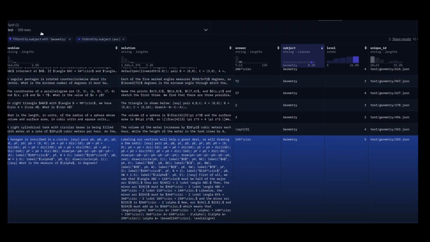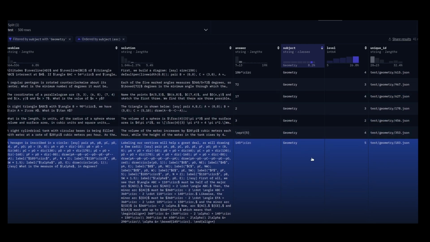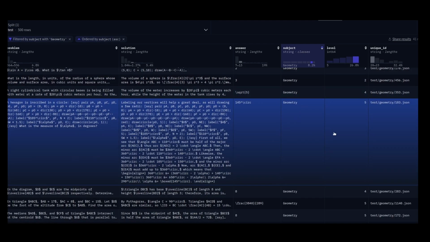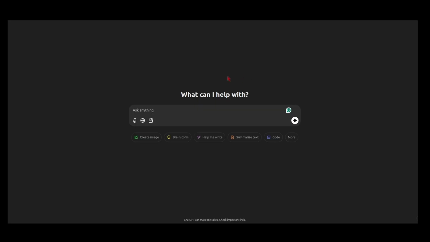And under that, I filtered the test split, and under that, I randomly picked some geometry problems and also some algebra problems. We're going to test both the models with these samples to find out how well they do with the math problem. So let's start with ChatGPT.